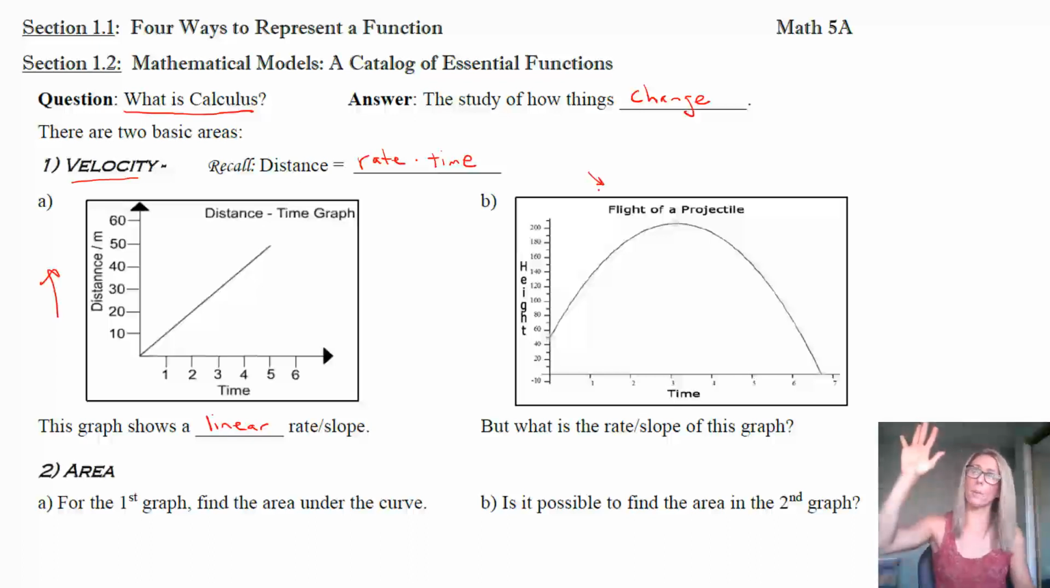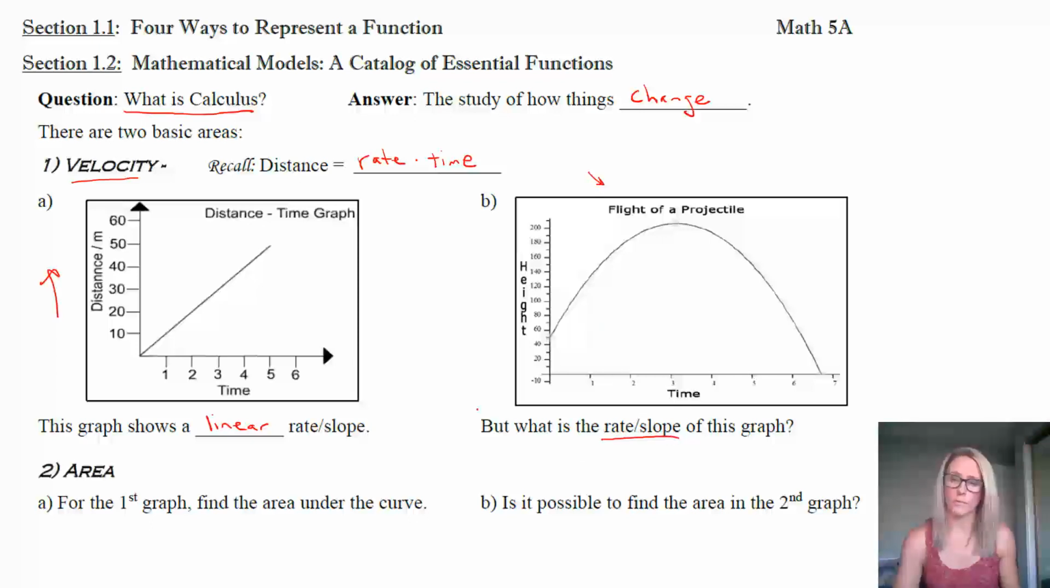However, for B, we have the flight of a projectile. So imagine like throwing a ball up into the air, and it comes up and it goes back down. So over time, its height is lower, and then it's higher, and then it's lower again. So when we want to find out the rate or slope of this graph, it's not going to be like it is in the first graph.